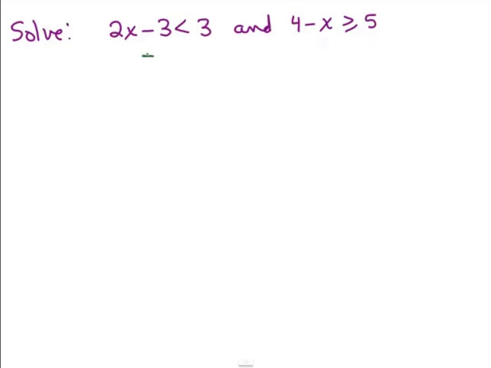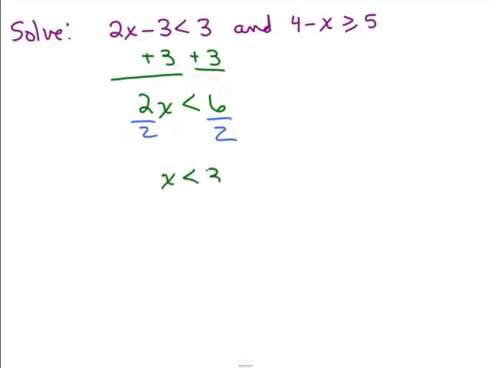So on the left side, we're going to add 3 to both sides. We're trying to isolate the x, so I have 2x is less than 6. And we'll divide both sides by 2. And that gives us x is less than 3. So on the left-hand side, we get x is less than 3.